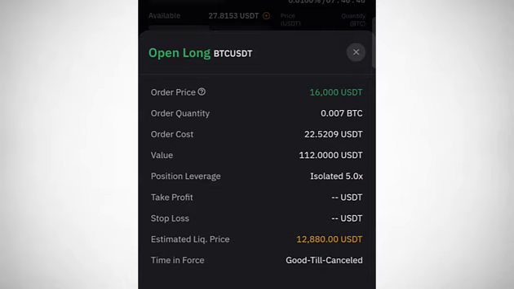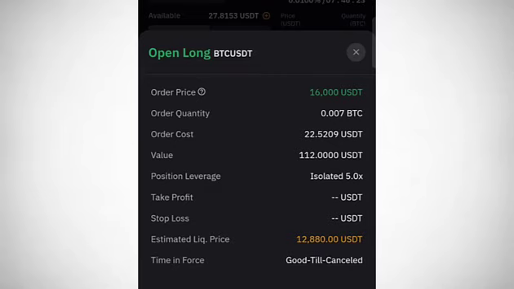You see value. This value is the total USDT cost of my trade because I'm using 5x leverage. So my 5x leverage times 22.5209 will be giving us $112. Then position leverage isolated margin, which is 5x. Take profit is nothing. Stop loss is nothing because I didn't set stop loss.